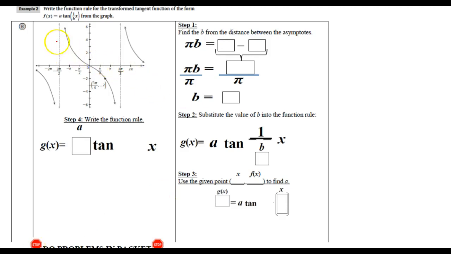Alright, so for part B, again, they give us a graph. We're going to start with finding our a value and our b value as well. So we'll start with step 1, where we're going to be finding our b value, which is going to be pi times b equals the distance between the asymptotes. So in this case, our asymptotes here are -3 pi over 2 and +3 pi over 2. So 3 pi over 2, take away a -3 pi over 2.